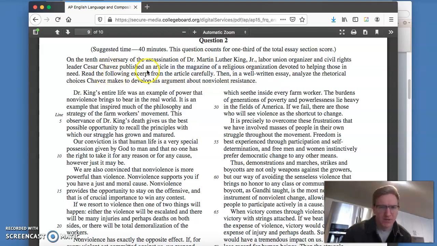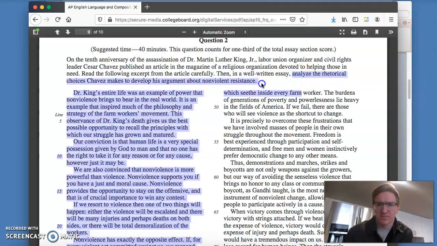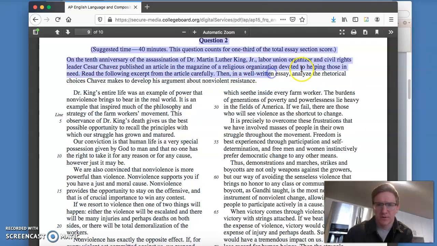And then we know the context is that it was an article in a magazine. The next important thing to pay attention to is the prompt. Some of you struggled with staying on the prompt. So when you are reading this introduction paragraph, what I would do is highlight this section. Let's go with this section. Sorry about that.